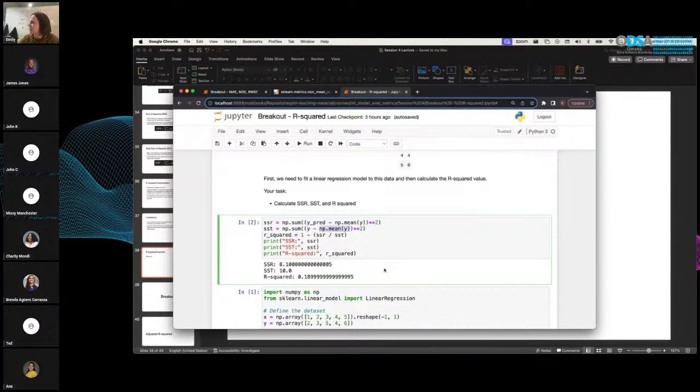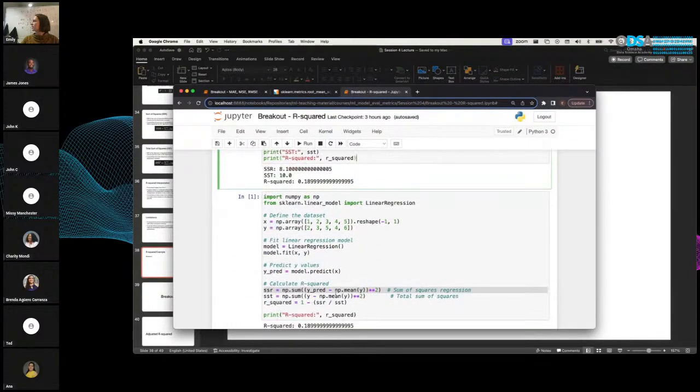Come back to this. I'll double check, make sure this is right. But I think it is, but I will double check. So we are going to take 1 minus the SSR over the SST, and then we're going to print that out. Excellent. That is the same thing that I did here.